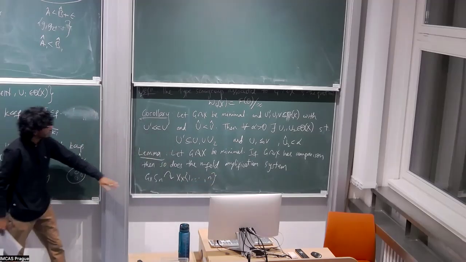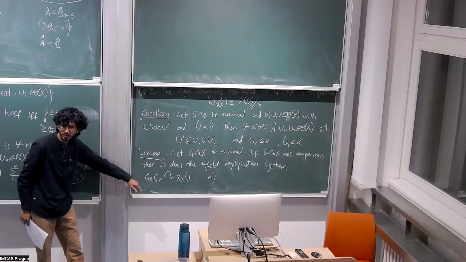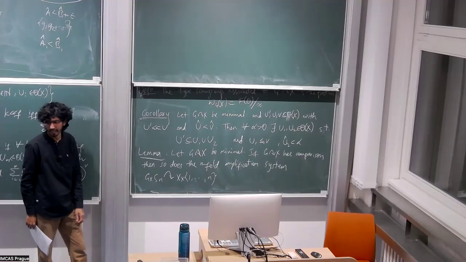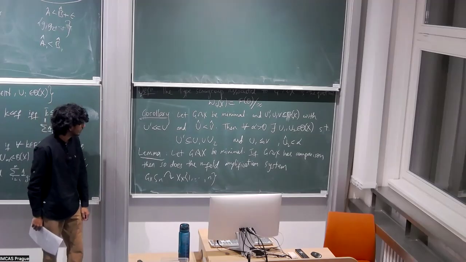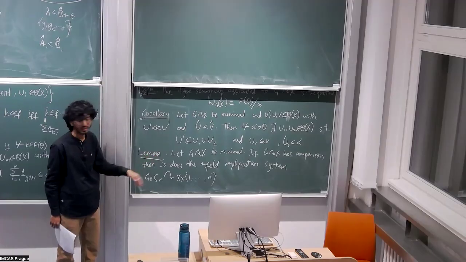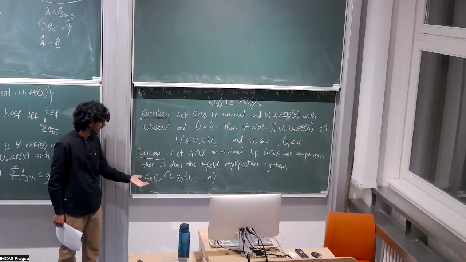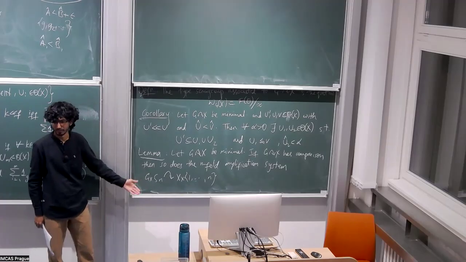So this n-fold amplification system is G times the permutation group on n elements acting on n copies of X. So using Narishkin's lemma, if a minimal system has comparison, then that would imply that this n-fold amplification system has comparison.